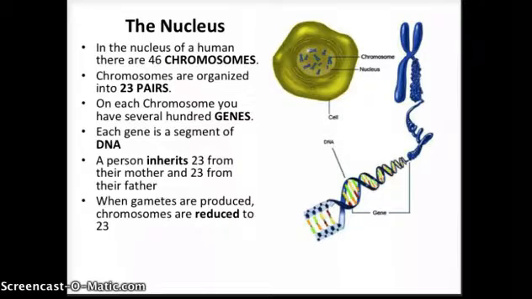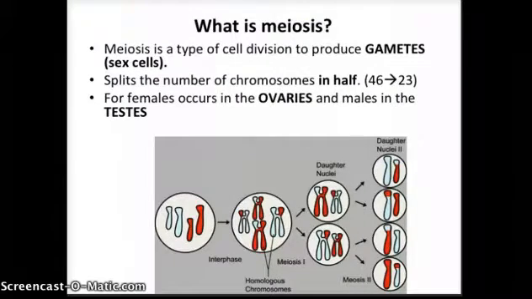When gametes are produced, chromosomes are reduced to 23. So you no longer have pairs when you're talking about the gametes. What is meiosis? Meiosis is a type of cell division to produce gametes or sex cells. It splits the number of chromosomes in half, from 46 to 23 for humans. For females, this occurs in the ovaries, and for males, this occurs in the testes.